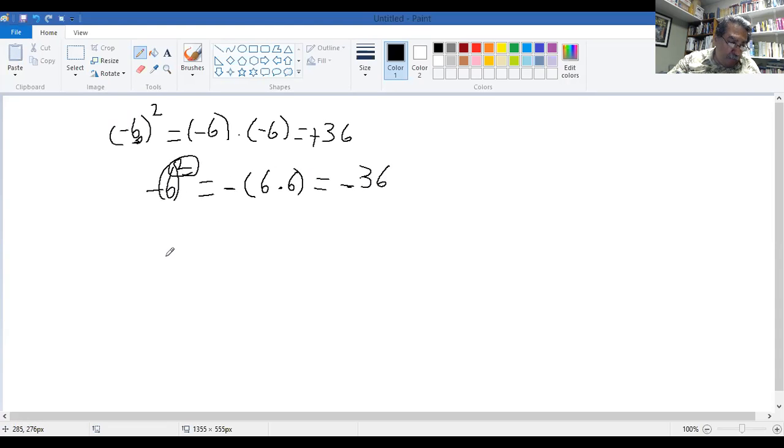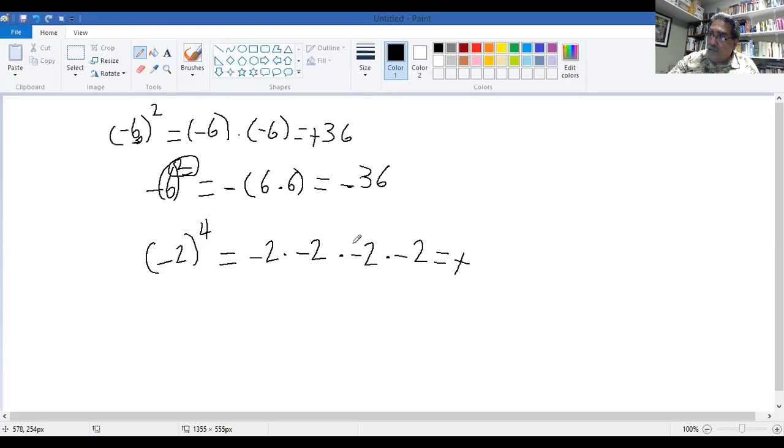Let's look at example D. We have (-2) in parentheses to the power of 4. That means the 4 applies to both the sign and the base. It means you have -2 times -2 times -2 times -2. Minus times minus is positive. Times negative, negative; negative times negative is positive. 2 times 2 is 4, times 2 is 8, times 2 is 16. Okay? I hope this is clear.